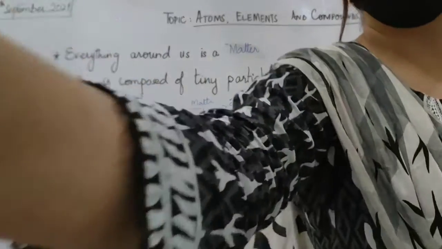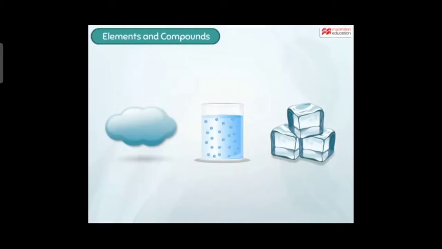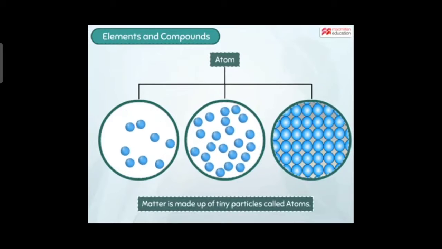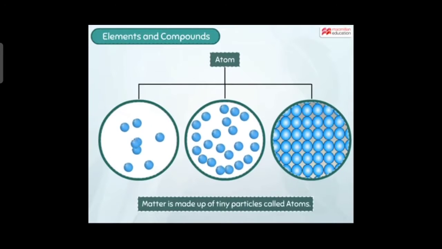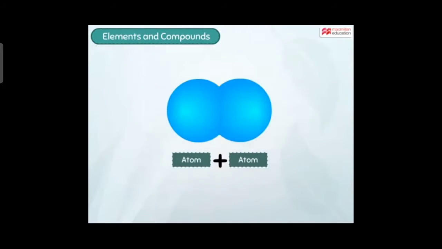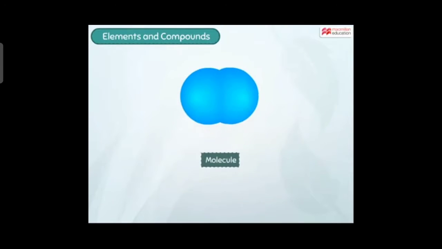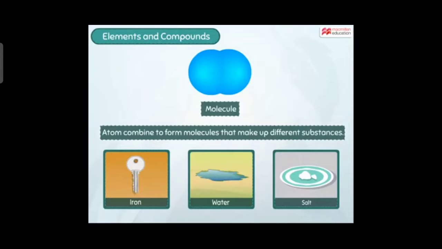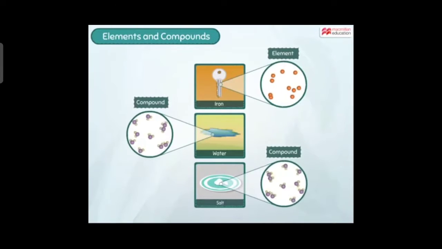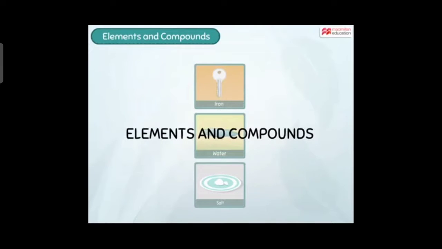Just for example, everything around us, whether it is gas, liquid or solid, is made up of matter. When matter is observed closely, it is seen to be made up of tiny particles called atoms. Atoms combine to form molecules that make up different kinds of substances around us. The molecules that make up matter can be classified as elements or compounds. Let us learn more about these today.